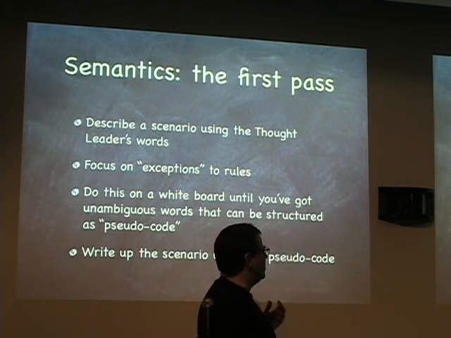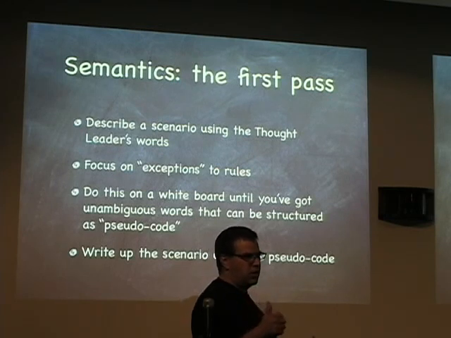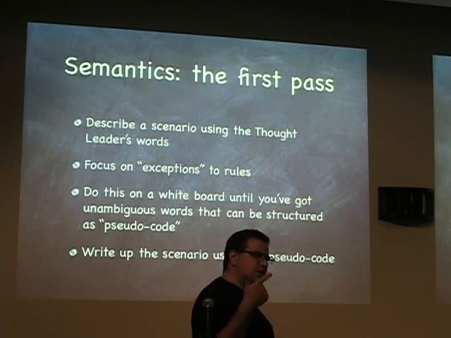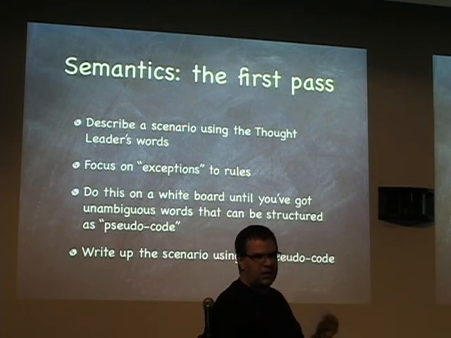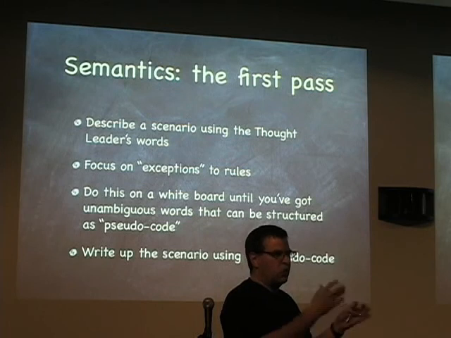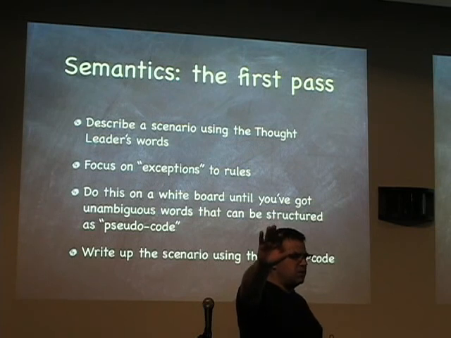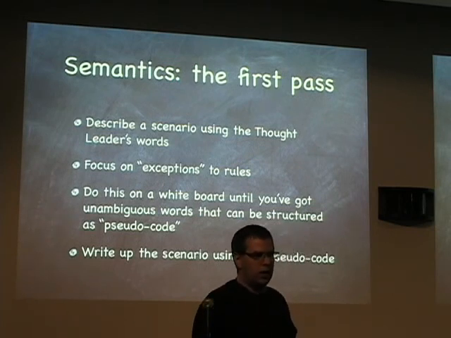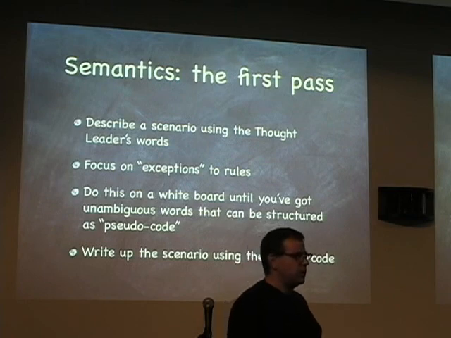Do it on a whiteboard until you have unambiguous words that can be structured into pseudocode. The pseudocode that the domain expert can understand, and the pseudocode that you're pretty sure is unambiguous, so that you can then say, oh, that word means these 50 method calls and these 200 lines of code. You can start mapping between the semantics that the business user is using and the code that you would normally write to express that sort of thing. Make sure that there is unambiguous mapping. Write up the scenario using your pseudocode.